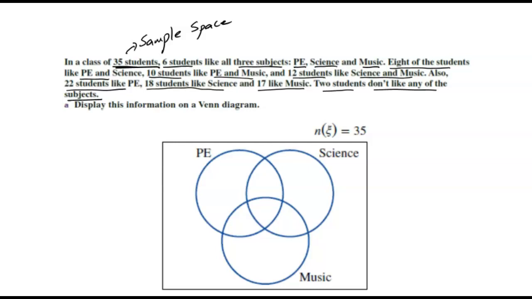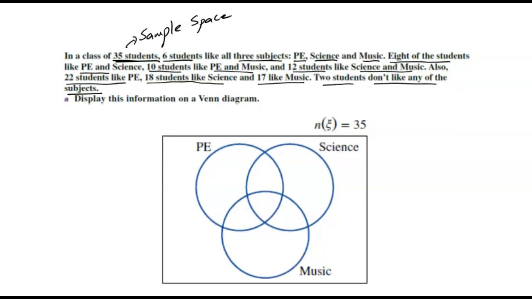Again, like we did in the previous example, we're going to start with the center of this Venn diagram. Here I've just drawn a Venn diagram. The rectangle represents the sample space. We've got 3 events, PE, science, and music, interlinking into each other. I'm going to first start with the very center, which is where we're going to start this particular question. That center basically represents the number of students who like all 3 subjects.